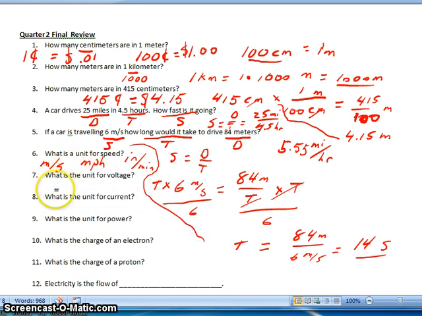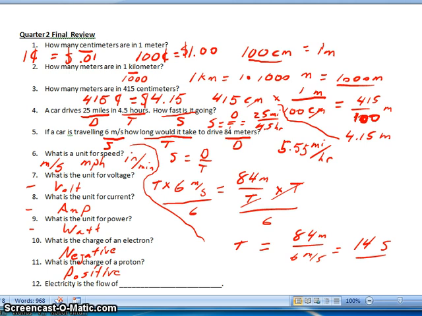All right, unit for voltage, that's easy. That's just a volt. Current, that's an amp. What's the unit for power? Watt. Now these three are very important because if you know those units, you can figure out what variables you have to fill in. What's the charge of an electron? We just want negative. We don't need to know the number. What's the charge of a proton? Positive.